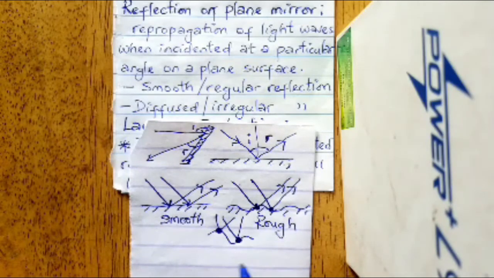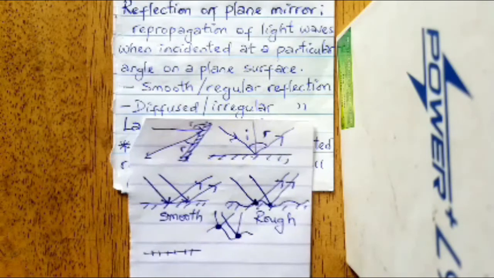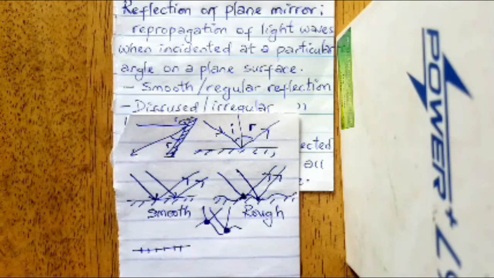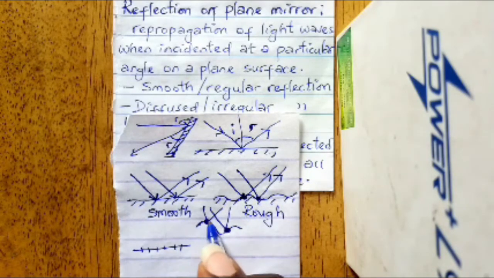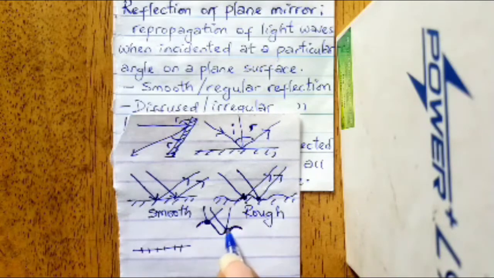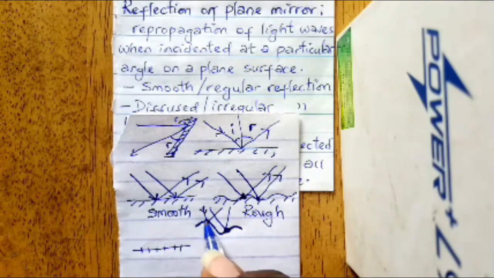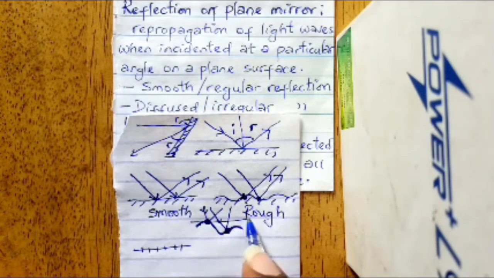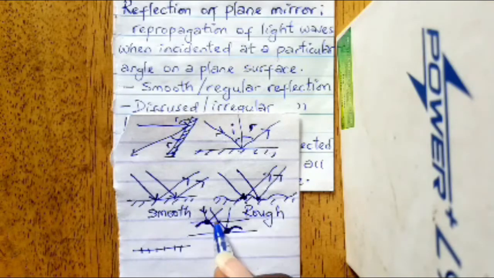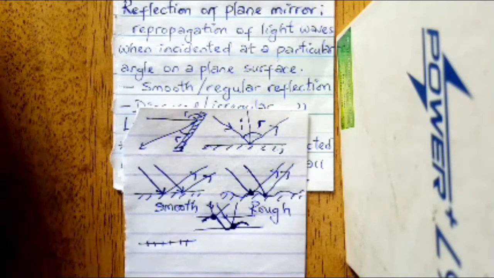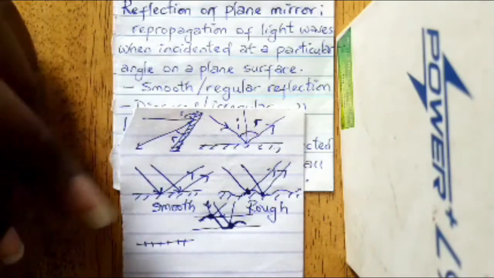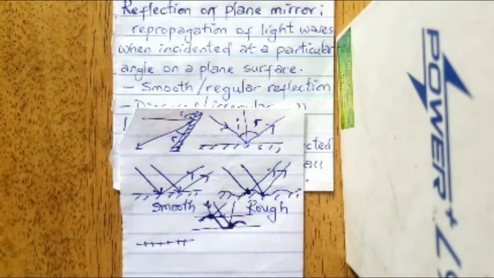But for a smooth surface, at any point in time in which the ray of light is incident, they reflect with the same angle throughout. But like I explained here, for rough surfaces, because they have different height levels, the ray of light incident here and another incident here are at different height levels. So the mode of reflection is definitely different. For a smooth surface, we have regular rays. For a rough surface, we have irregular or diffused reflected rays.